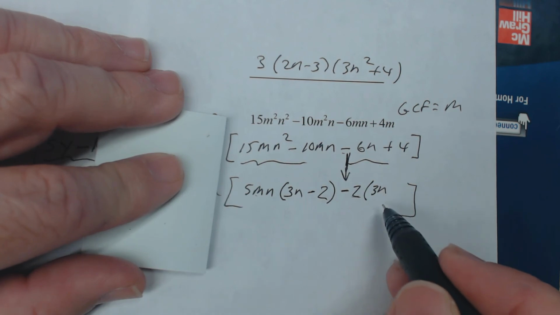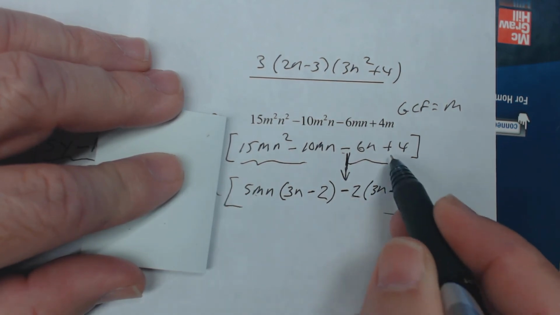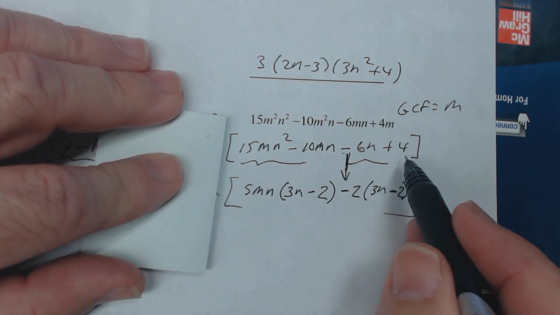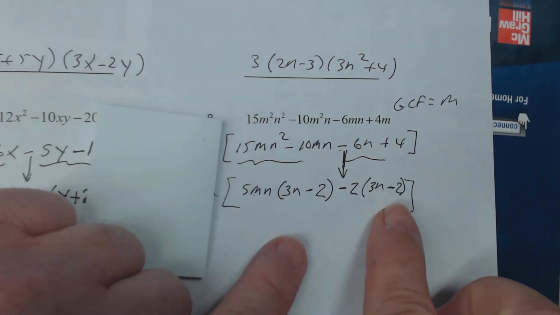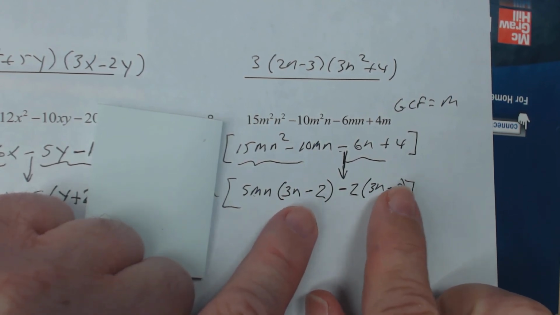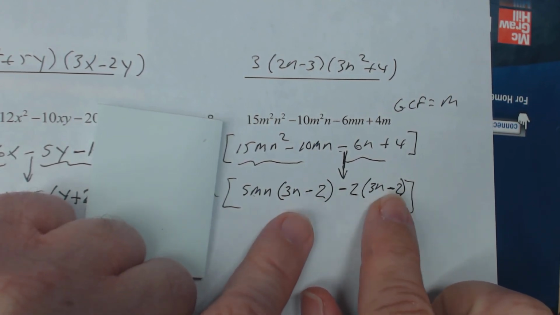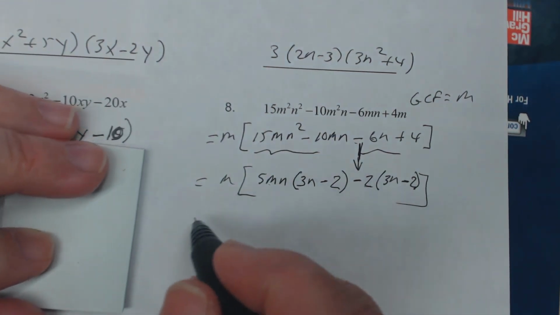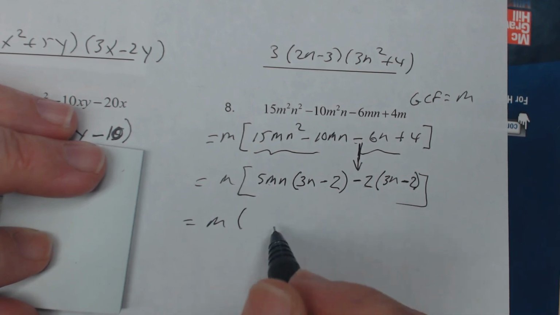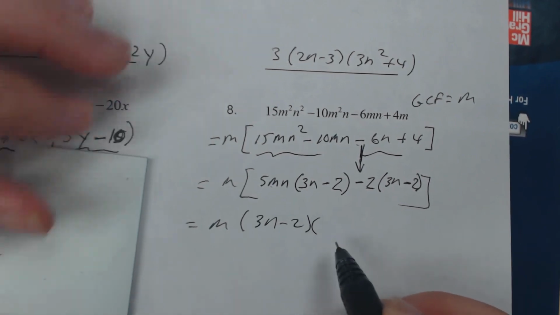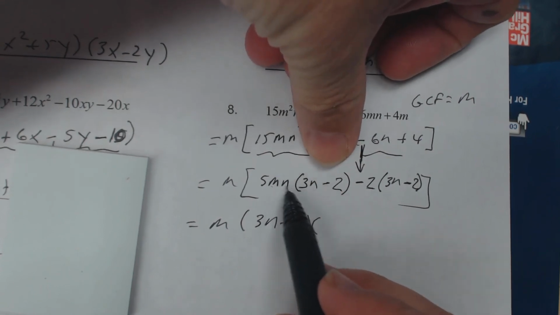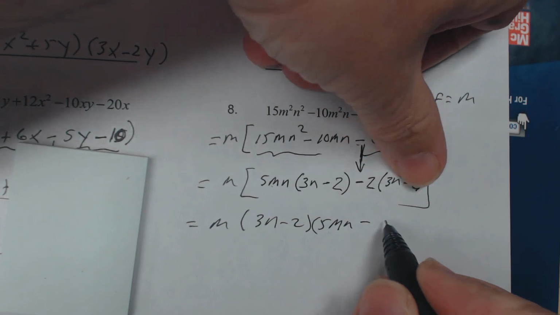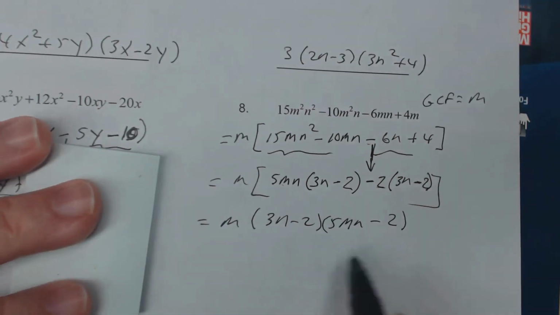This is what you wanted. And then a negative times a negative gives me a positive, and so it will be negative 2 times a negative 2 gives me a positive 4. Notice this group and this group have a 3n minus 2 in common. So now you factor out the 3n minus 2. Make sure you bring down the m, though. That's still part of your answer, the GCF. So if I factor out a 3n minus 2 from this first group right here, I'm left with 5mn minus, and then over here, that's 2. All right, so there's your answer.